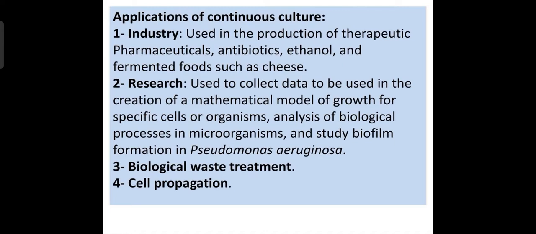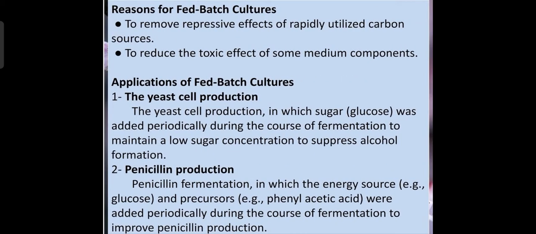Next, in biological waste treatment and cell propagation. Applications of batch culture. It is used in yeast cell production, in which sugar is added periodically during the course of fermentation to maintain a low sugar concentration to suppress alcohol formation. In penicillin production, the energy source is glucose and the precursor is phenylacetic acid, which are added periodically during the course of fermentation to improve penicillin production.